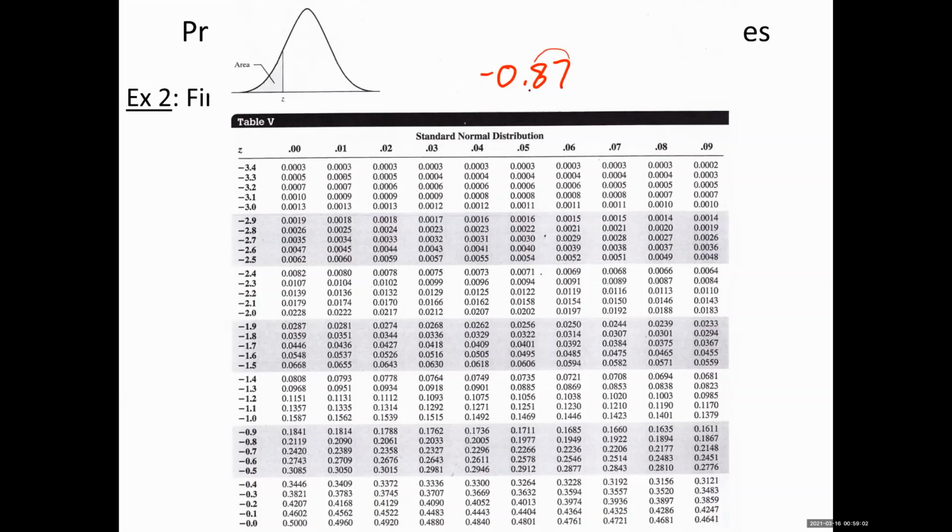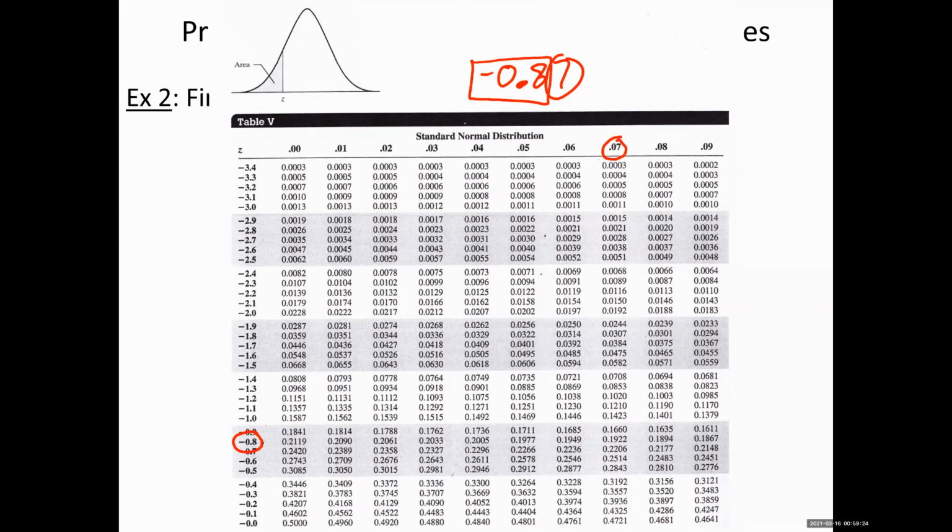Again, notice there's 2 digits after the decimal point. That's always going to be the case. So we'll ignore the last digit. We'll look for this part first. Negative 0.8 on the left column. It's right here, negative 0.8. Then you get the last digit, the 7, from the top. That's right here. It's 0.07. Okay.